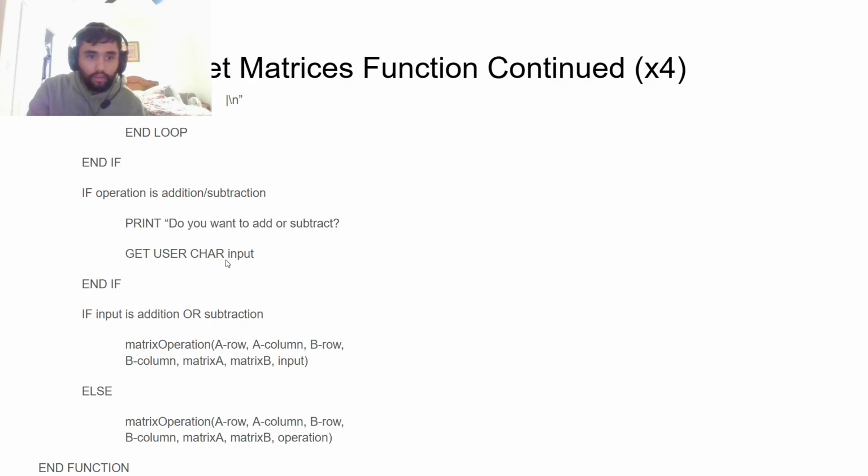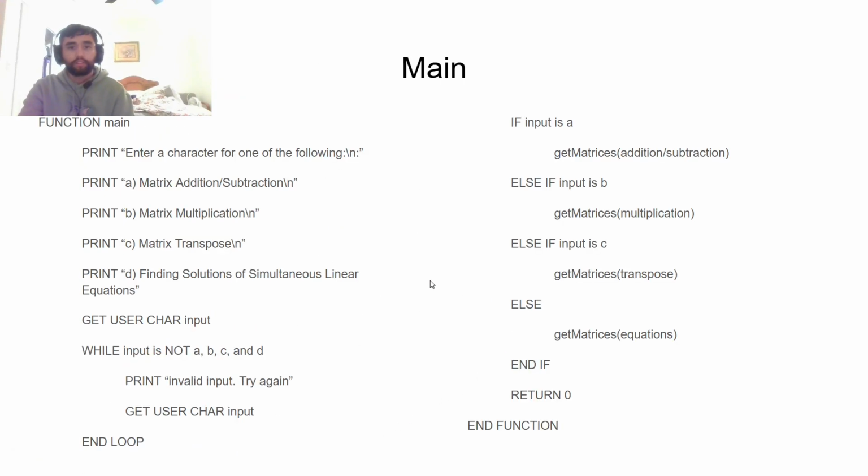Based off this input, it determines the operation used for the resultant matrix, for addition or subtraction. And then the operation becomes the input. But for here and every other condition, it's just the operation variable, or argument, I mean. And this accounts for transpose, transpose multiplication, and the system of equations. And then that's the end of this function.